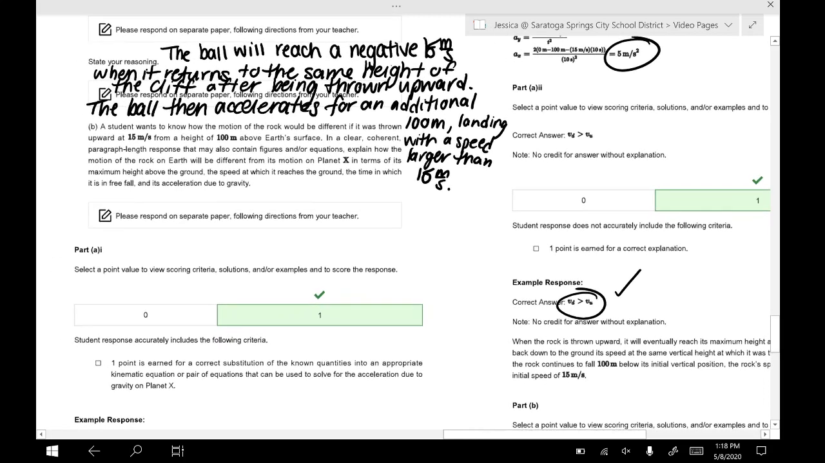Okay. And then B, the student wants to know how the motion of the rock would be different if it was thrown upwards at 15 meters a second from a height of 100 meters above the Earth's surface. In a clear, coherent, paragraph-length response that might also contain figures or equations, explain the motion of the rock in terms of maximum height, the speed at which it reaches the ground, the time in which it is in free fall, and the acceleration due to gravity. So I have to mention all 4 of those things.